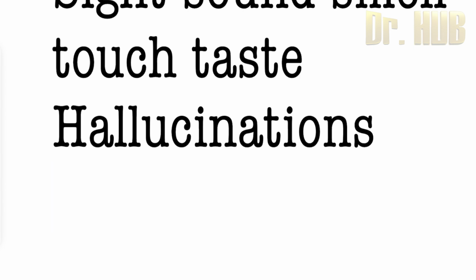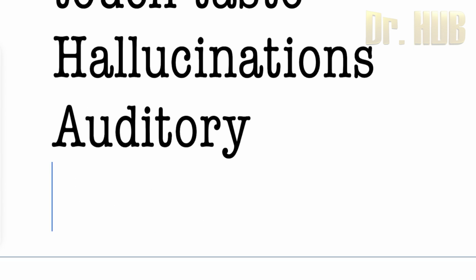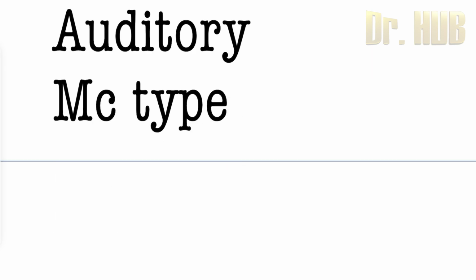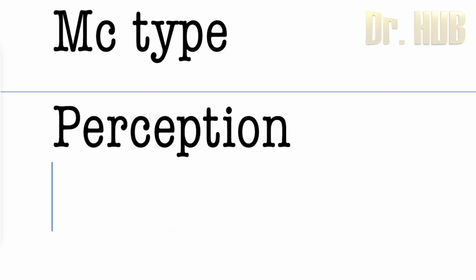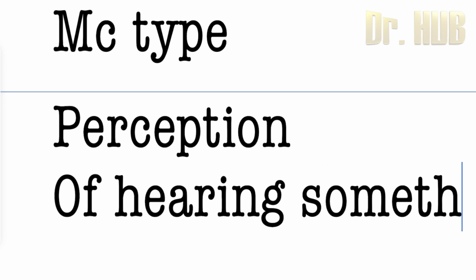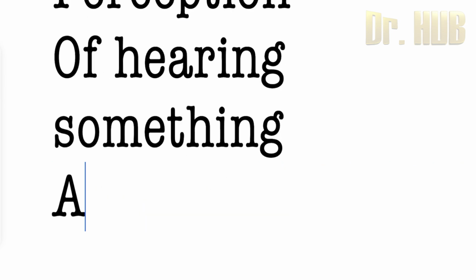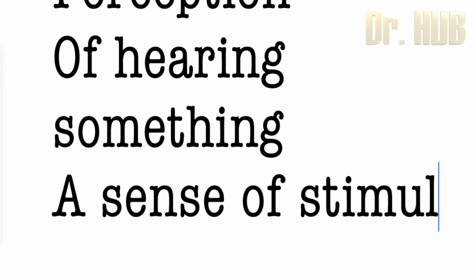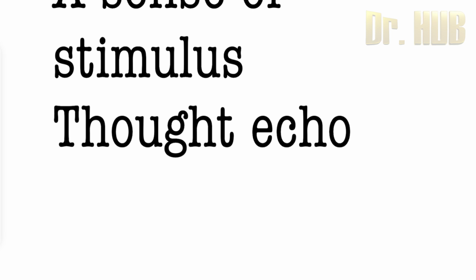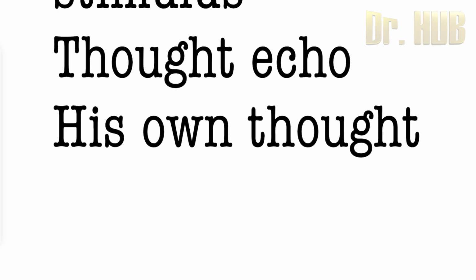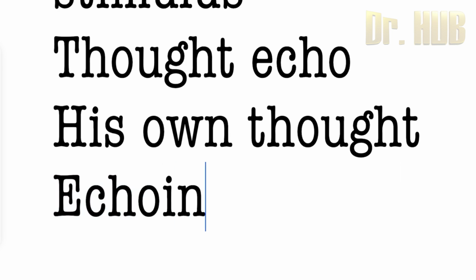Types of hallucinations include the auditory. Auditory hallucinations are the most common type, and it is the perception of hearing something in the absence of a stimulus. The first person auditory hallucination is thought echo, where a person can hear his own thought and feels that his thought is echoing.